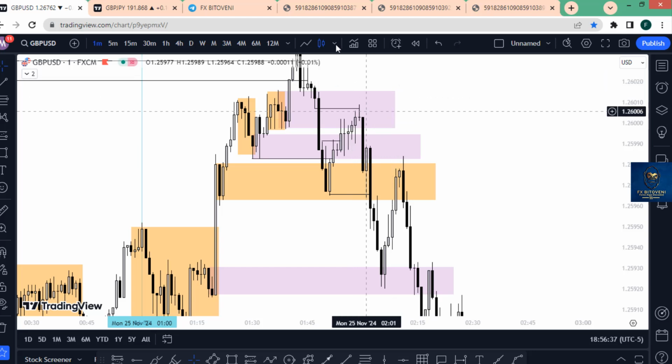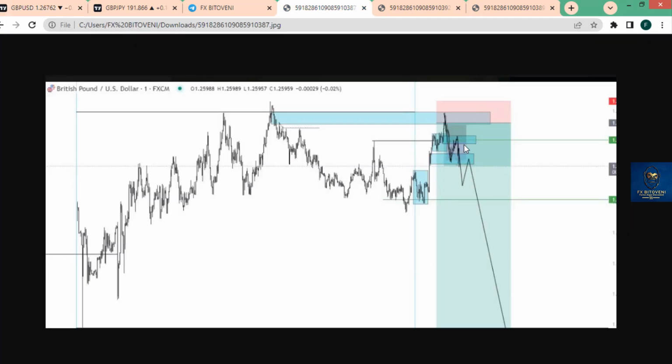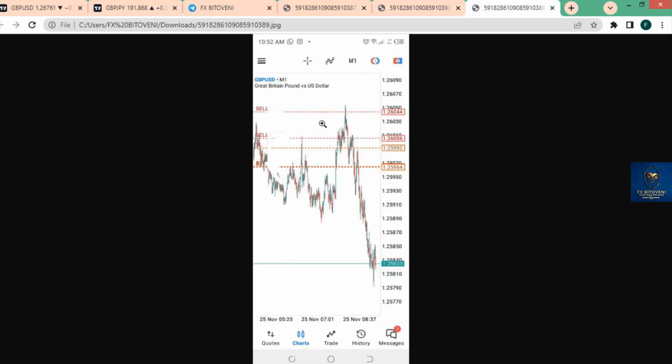So this is it. This is what I was doing, and of course it dropped the way I expected, down to a draw on liquidity. And these were my entries, guys.